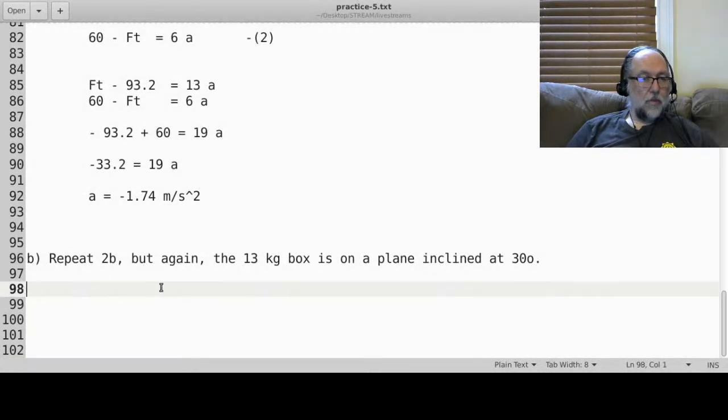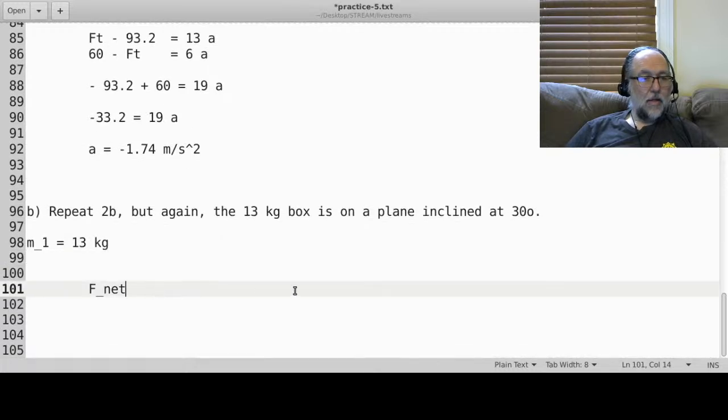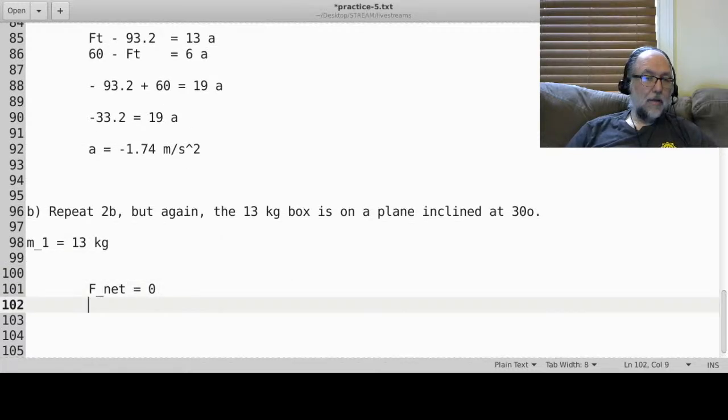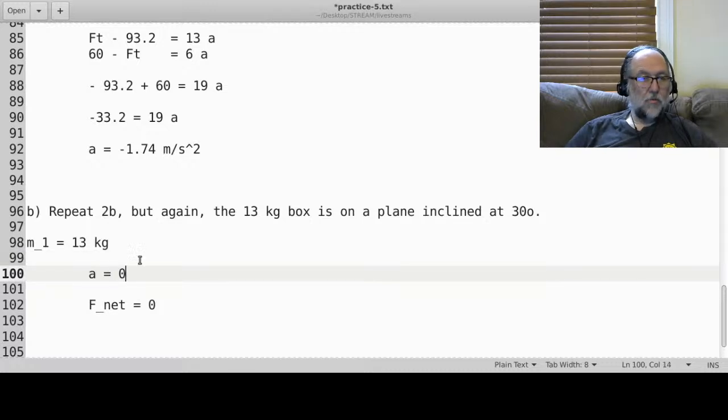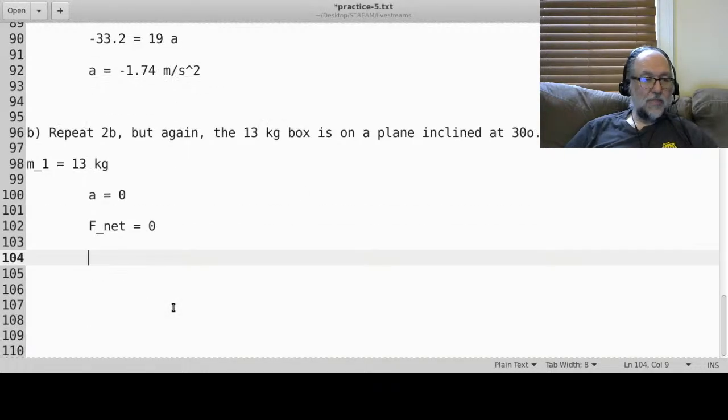So over here we have that F net. This is for the 13 kilogram. M1 is equal to 13 kilograms like that. Okay. F net has to equal 0. Why? Well, because there's no acceleration. I guess I should have said that maybe first. A has got to equal 0, right? Why? Because we're dealing with static friction. Okay, so there's no acceleration. Now what? Well, that means that F net has to equal 0. Okay, so what does that mean?